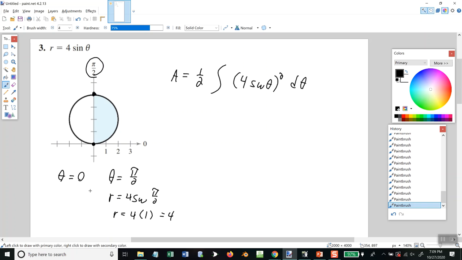Remember, when we're dealing with polar here, we're dealing with a series of points all along this. And there's a radius associated with each one of those points. So yeah, this one's pretty straightforward. It's 0 to pi over 2.